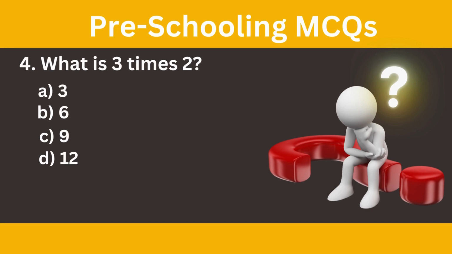4. What is 3 times 2? A. 3b, 6c, 9d, 12. B. 6.